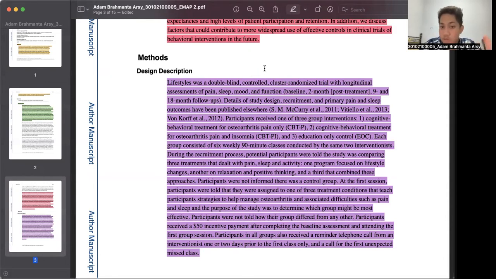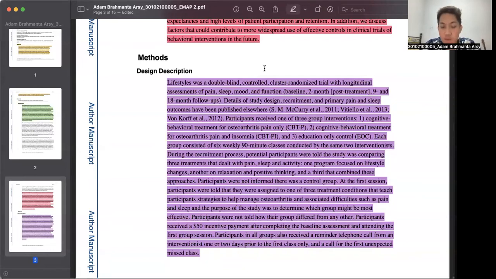At the first session, participants were told that they were assigned to one of three treatment conditions that teach participants strategies to help manage osteoarthritis and associated difficulties such as pain and sleep. The purpose of the study was to determine which group might be the most effective. Participants were not told how their group differed from any other.